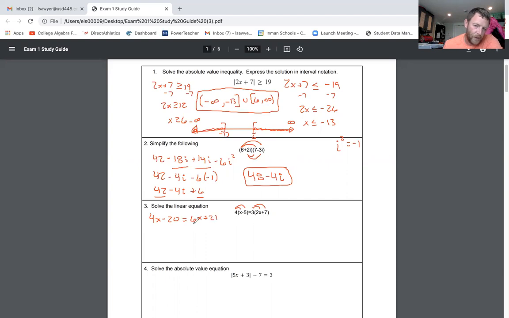And solve it out. Okay, so I'm going to bring all the x's over. So I'm going to minus 6x. And go ahead and add my 20 to that side. So that crossed off and this crossed off. So I'm left with negative 2x is equal to 41. Divide by the negative 2. x is equal to negative 41 over 2.